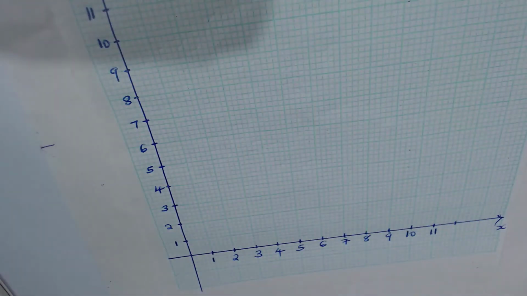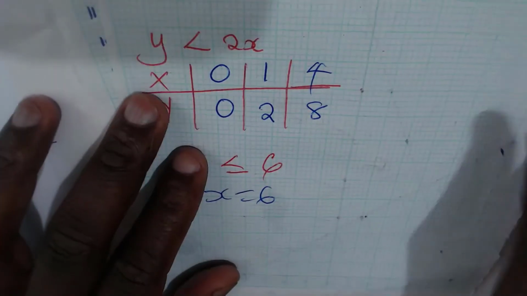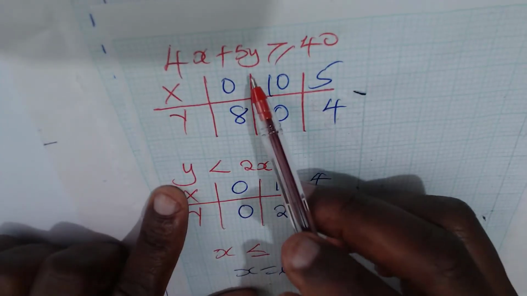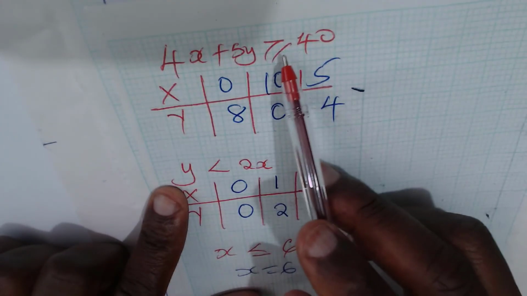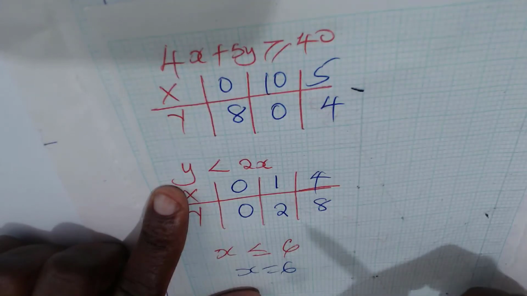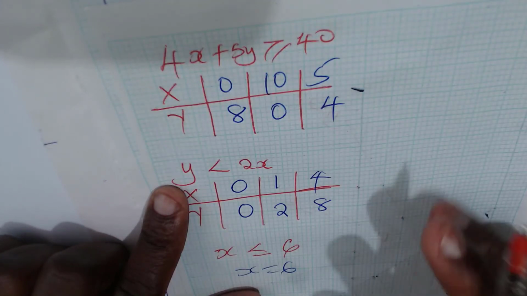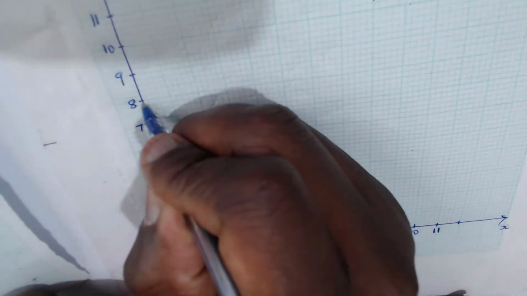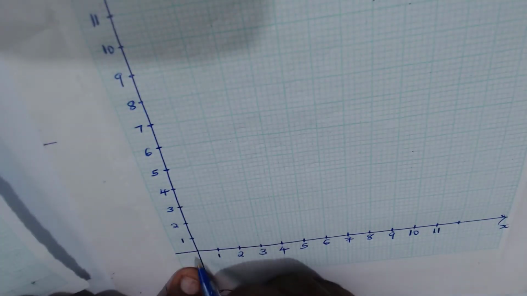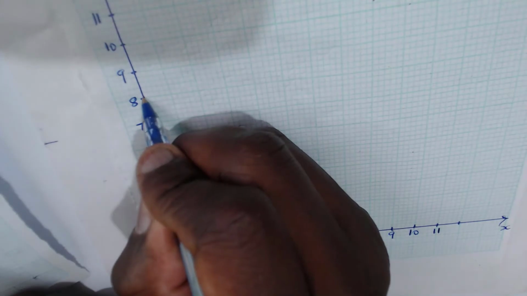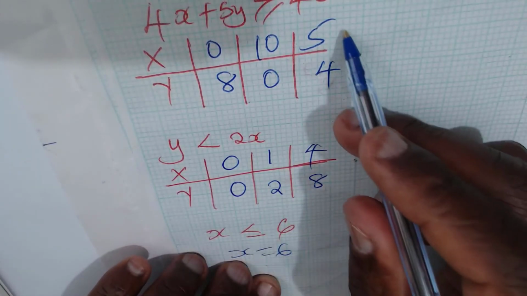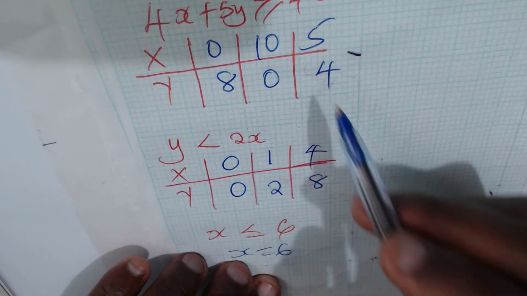So let's start by drawing the lines. The first line that you're going to draw is this line, which is here: 4x plus 5y is greater than or equal to 40. The points you're going to use are 0, 8, then 10, 0, and then 5, 4. We plot that. 0, 8 will be here. 10, 0 is here, and 5, 4.